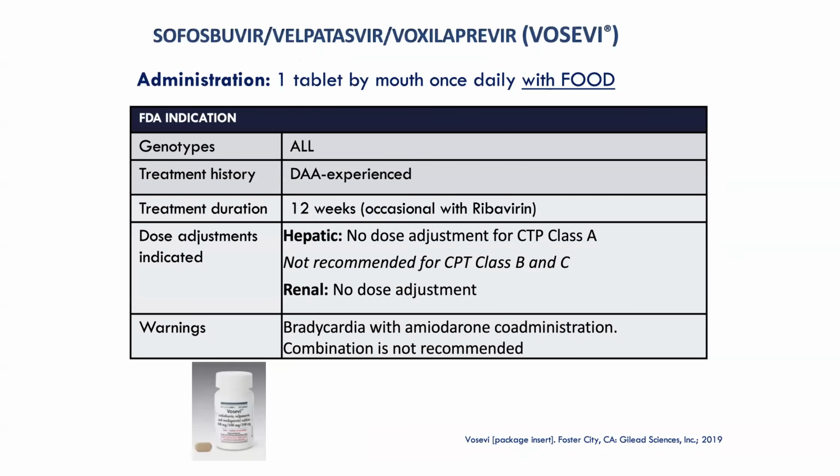And then for the patient that fails that first course, I mentioned to you before, you would use Vosevi. This is also given for 12 weeks. Occasionally we use it with ribavirin, but I'm not going there today. That's a more complex patient. This one is a treatment in which you can use it in patients who have cirrhosis, but not if they have more advanced cirrhosis. Again, no adjustment for renal impairment, but there is this warning about the bradycardia because it includes sofosbuvir. It's 1 pill a day. So 1 pill a day for 12 weeks.